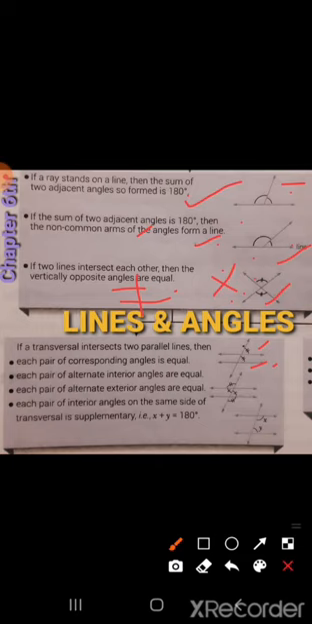Second one, each pair of alternate interior angles. Now interior, these ones, what we call alternate. Alternate angles are of two types. One is interior and the second one is exterior. Now a pair of alternate interior angles are also equal. So be careful about this word, alternate interior, inside, and alternate exterior, outside, which have faces outside in opposite manner.